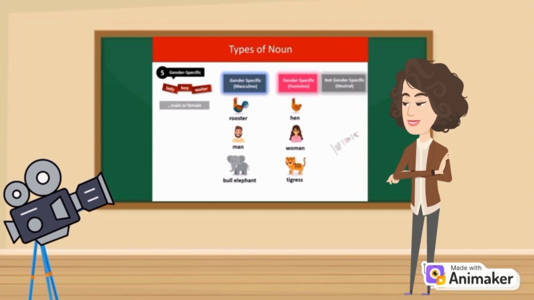And then for comparison, let's look at some non-gender specific nouns, so normal ones. These ones are neutral. So we have a chicken. You can't tell if it's male or female. A doctor, same story. Hippopotamus, same story.